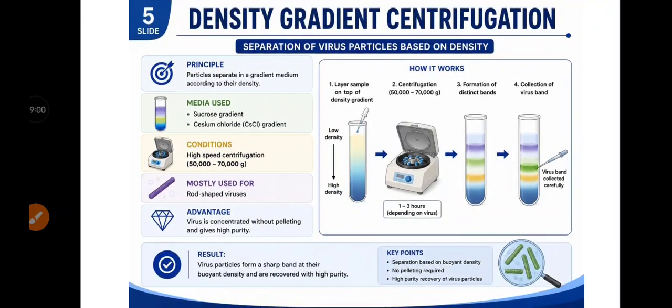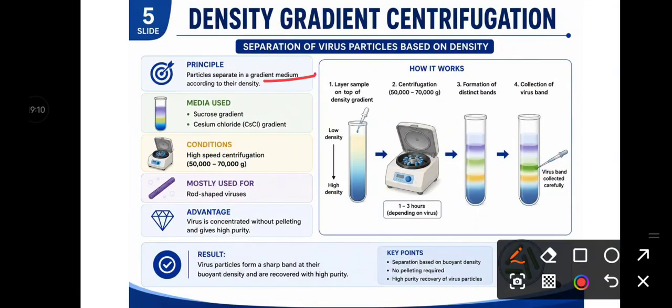Next is density gradient centrifugation. As I have already told, here the particles are separated in a gradient medium according to their density. The gradient media generally used are the sucrose gradient as well as the cesium chloride gradient. Here the centrifugation speed is high, that is 50 to 70,000 g. It is mostly used for rod shaped viruses, and density gradient is generally the most used purification method.